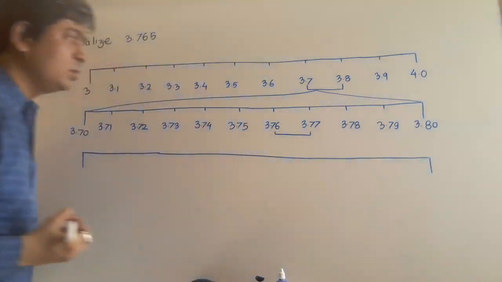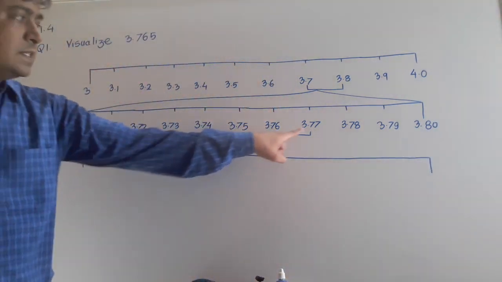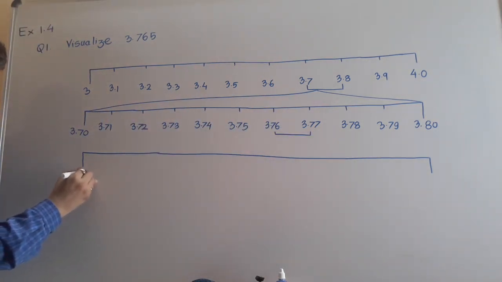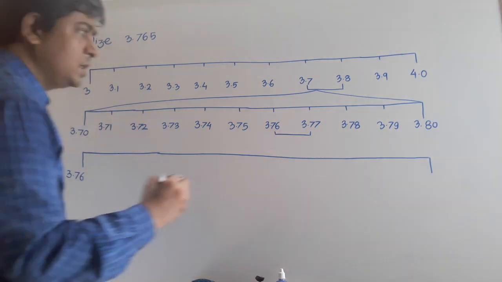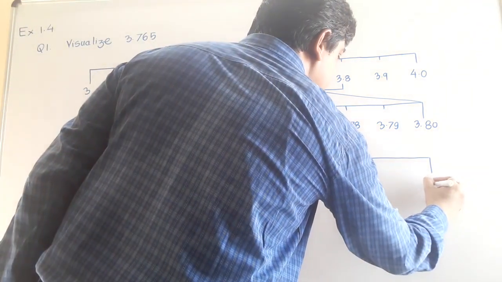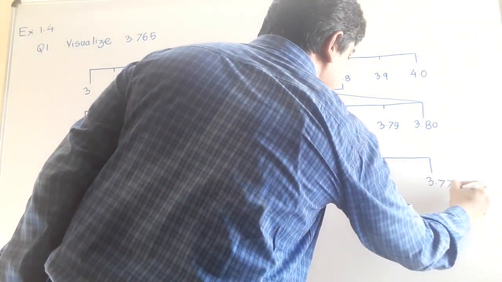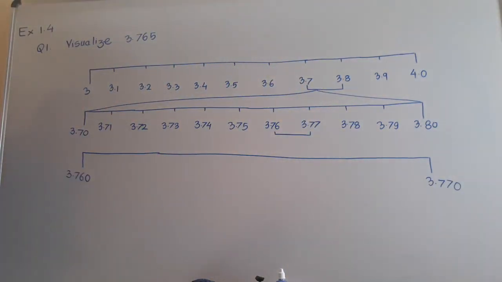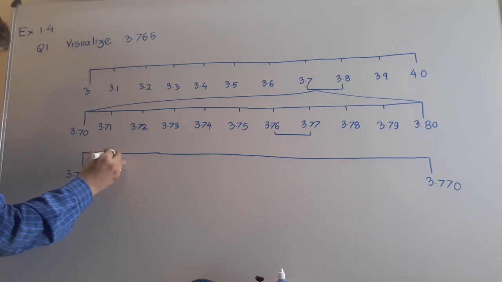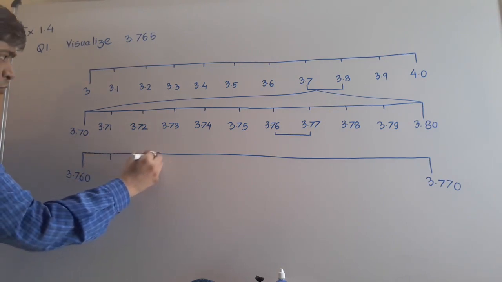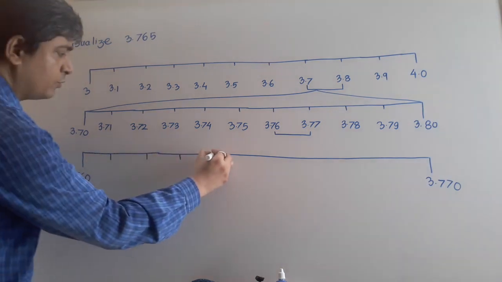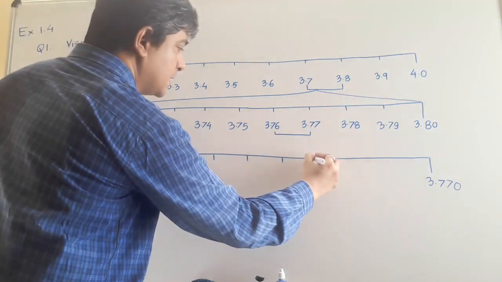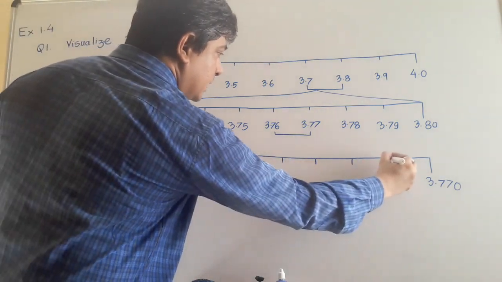Okay, now these two numbers I am taking, 3.76 and 3.77. So here I will write down 3.76 and here I will write down 3.77. You can say 3.770 this can be, and this can be 3.760. Again I will mark some points over here. This is 1, 2, 3, 4, 5, 6, 7, 8 and then 9.